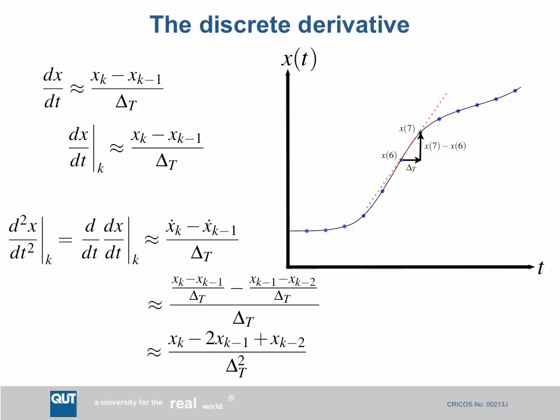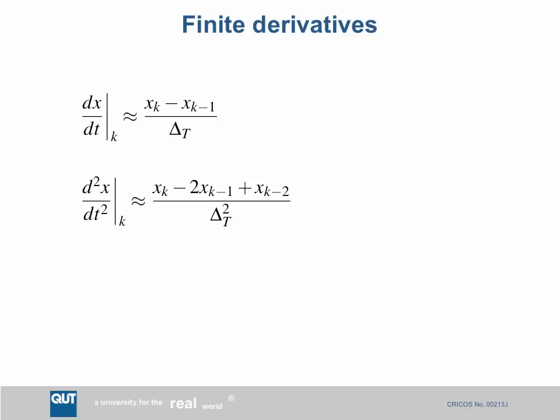So here are some finite derivatives. We have the first derivative and the second derivative, which we just talked about a moment ago. And there's some interesting patterns here. If we look at the coefficients of the x in the first derivative, we see a 1 and a minus 1. If we look at the coefficients for the second derivative, we see a 1, a minus 2, and a 1. So there's a bit of a pattern happening here.